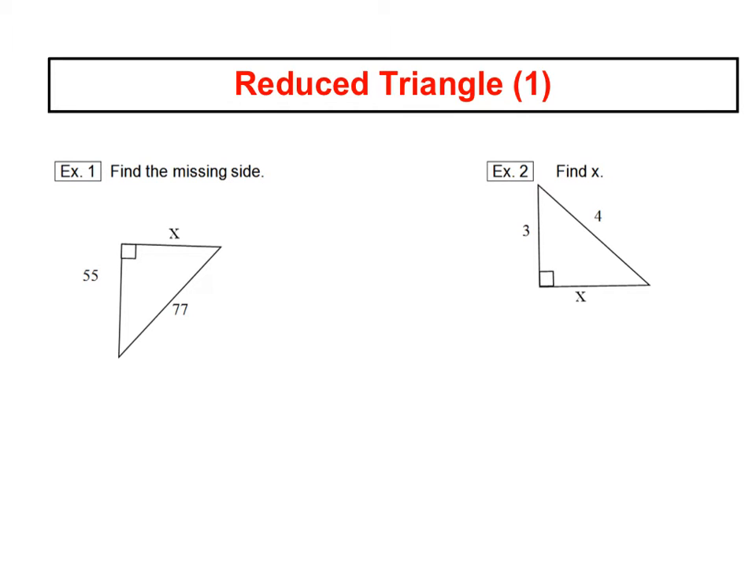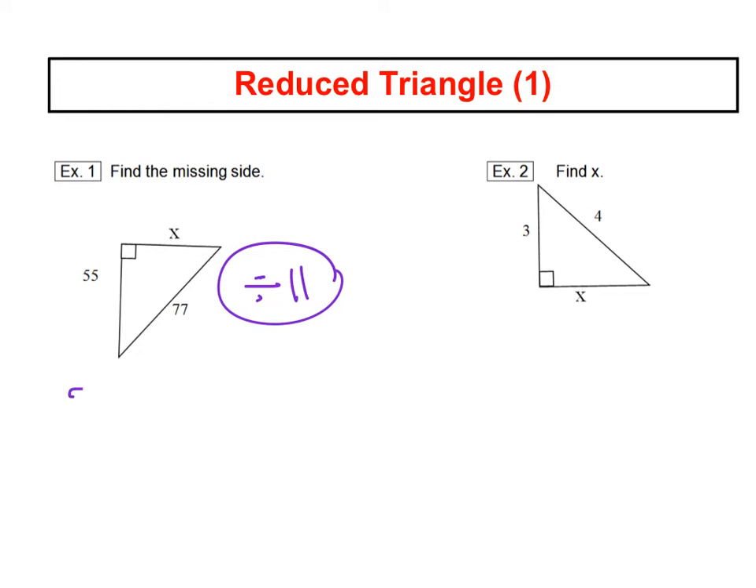All right, so we've got a couple examples here where we're going to apply that reduced triangle idea. So again, the idea of the reduced triangle is just to make the problem easier, allowing us to work with smaller numbers. So what we do is we look at the given sides, 55 and 77. If those numbers can be divided by a common factor, let's go ahead and do that and make the problem easier. So 55 and 77 can both be divided by 11. So we want to remember that that's what we're doing on these problems.